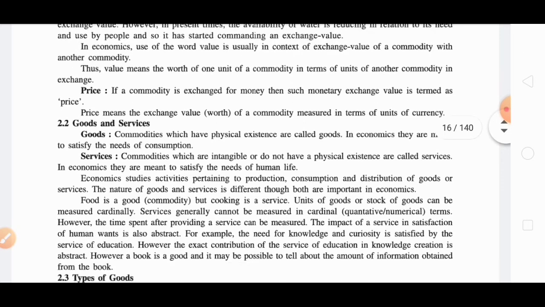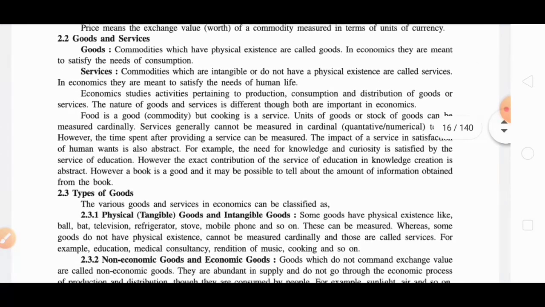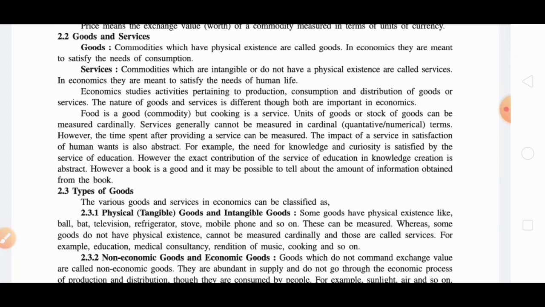Now let us move forward. We'll be having point number 2.2, that is goods and services. First of all, let us discuss the goods. Basically, we are using this word everywhere. Whatever we are purchasing, the word good is associated with that particular commodity. And we never differentiate between goods and services, or between the different types of goods, like whether it is durable or non-durable, tangible or intangible, economic or non-economic, anything.